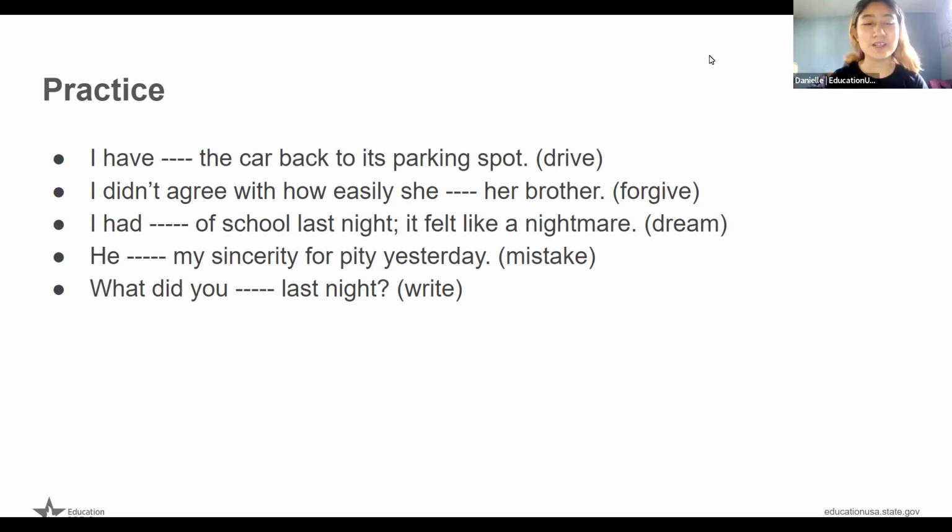Okay, next one, guys. Come on, type it in the chat. How do you think you're supposed to conjugate these verbs? I didn't agree with how she easily blank her brother. That sounds so wrong without the verb. Okay, whatever. What do you guys think it is? The verb is forgive. Forgave, yeah, there we go. We got somebody. Yes, correct. It is forgave. I didn't agree with how she easily forgave her brother.